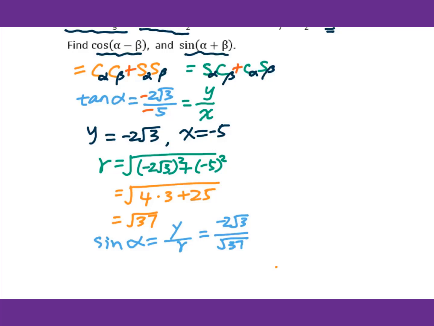The last step, when you're working on cosine alpha minus beta, is where we can simplify. For cosine alpha, we have x over r, which means negative 5 over square root of 37. Since this is in the third quadrant, sine and cosine are negative. That means we are on the right track. So we need this.